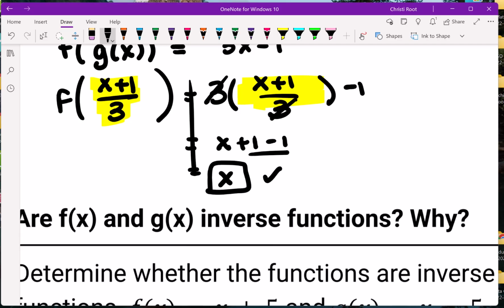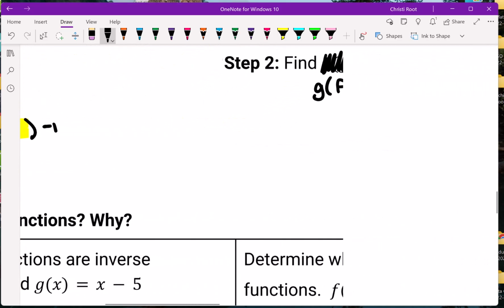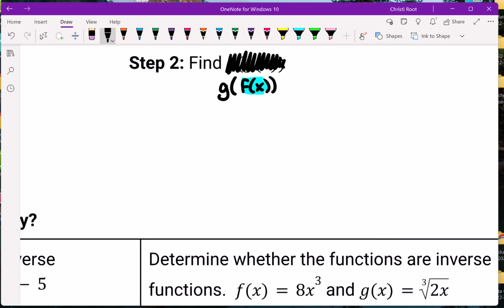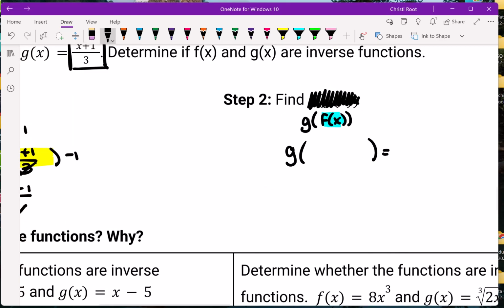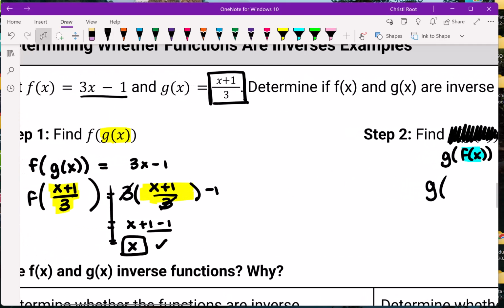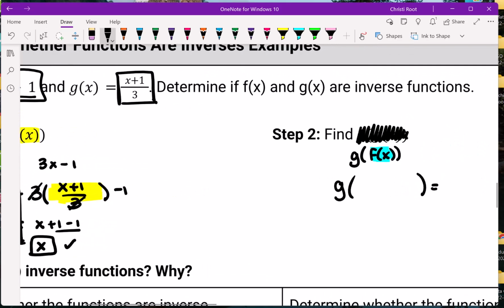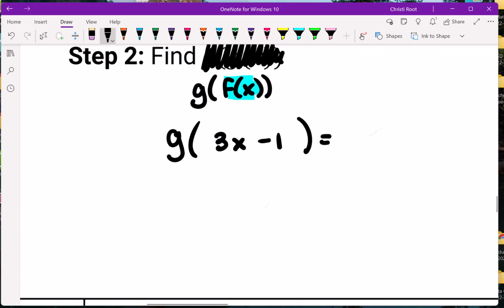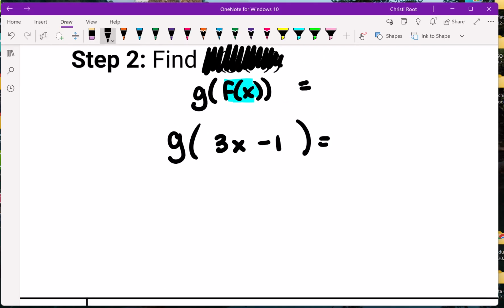So that's what it looks like. But I can't stop the problem yet. I've got to make sure that both of them are equal to x. So I'm going to go over here, and I'm going to do the exact opposite of what I did before. I'm going to plug in f of x this time. Okay, so I'm going to look, what is f of x? f of x is 3x minus 1. And I have to plug that into g of x.